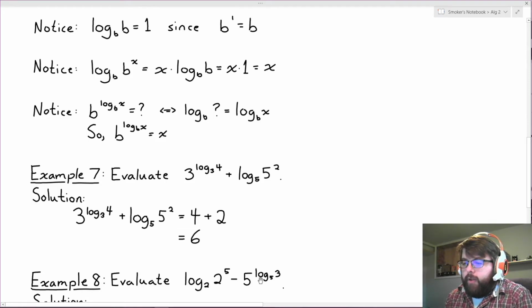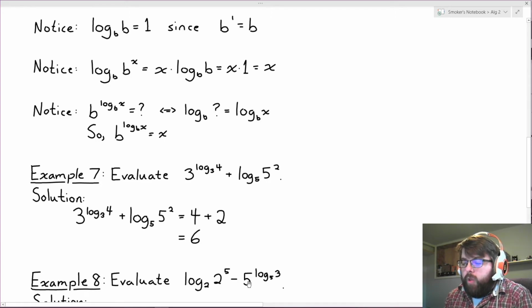And here's another one that's very similar to the one I just did. It's log base 2 of 2 to the 5. Nothing else is inside this logarithm except for base 2 to an exponent. Well, then these bases are going to cancel out, and you're going to just be left with 5.